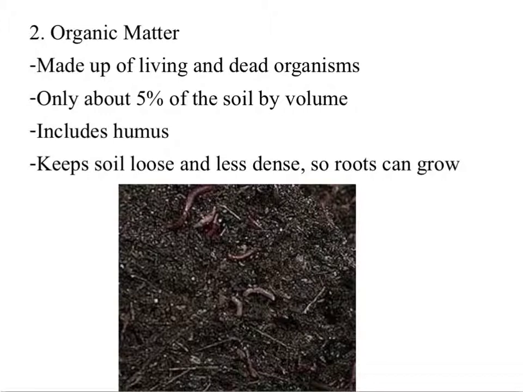Organic matter is the second main component of soils. This doesn't take up a lot of the space in soil. It's only about 5% in terms of the volume, but it might be more than that in places like, say, tropical rainforests, where at least in the very upper layers, there are lots of decaying plant and animal matter and all that kind of thing. This includes humus, which is kind of a main type of organic matter. We've mentioned that before. Organic matter is good for keeping soil loose and less dense and really promoting the growth of roots.